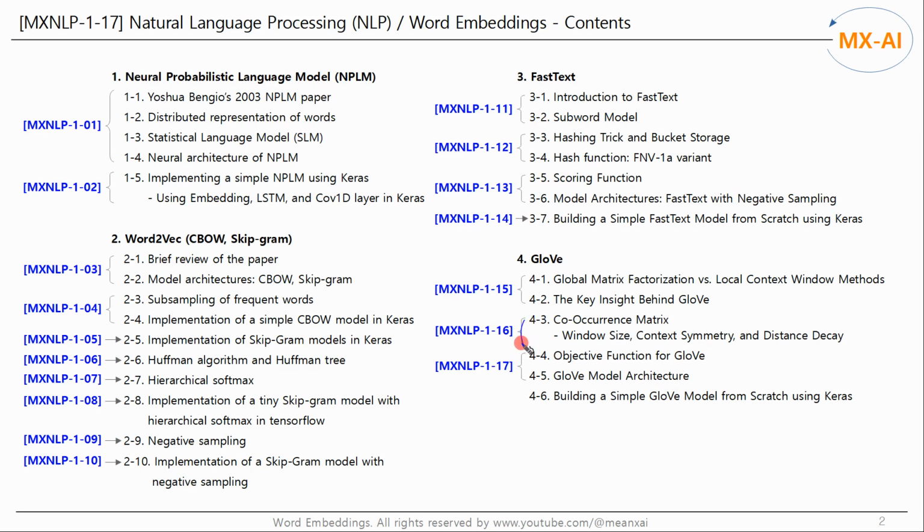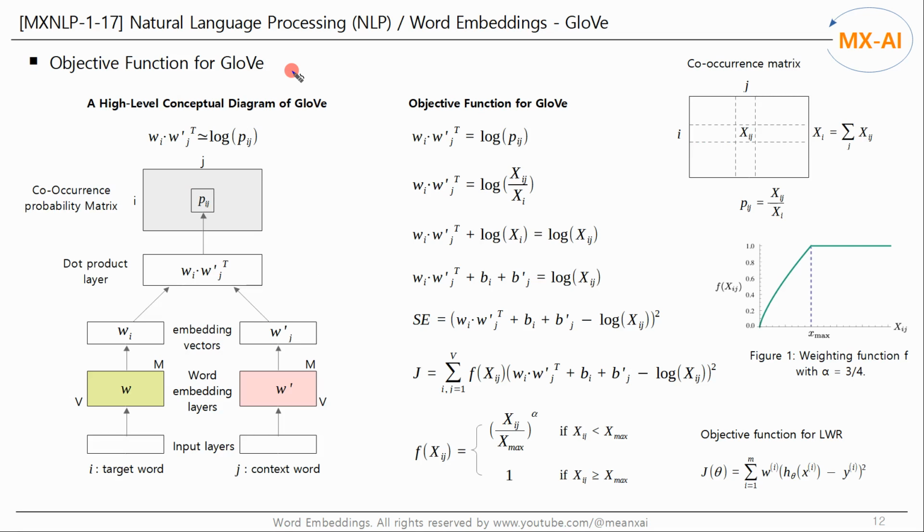In the previous lesson, we explored the co-occurrence matrix used in GloVe. Today, we'll build on that foundation to derive the objective function and see how the entire model is organized. So let's begin with the basic idea behind the objective function.